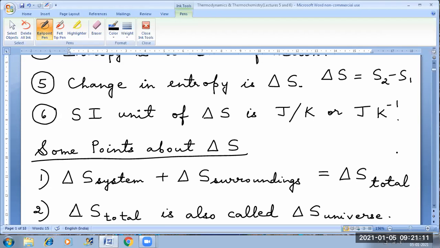That means I have to calculate delta S system, and I have to calculate delta S of surroundings. I'll add up the two and then I'll say that this is the total value of delta S universe. So delta S total is also denoted by delta S universe. In some books they write delta S total, in some books they write delta S universe. So what is universe? Universe is system plus surroundings.